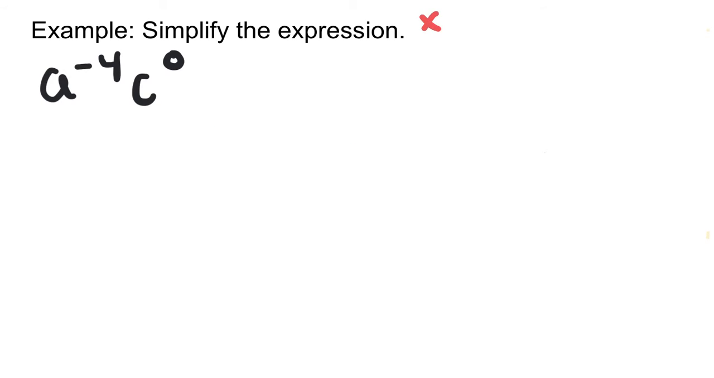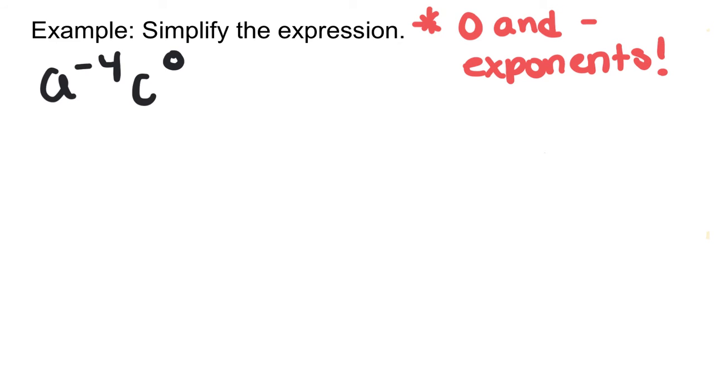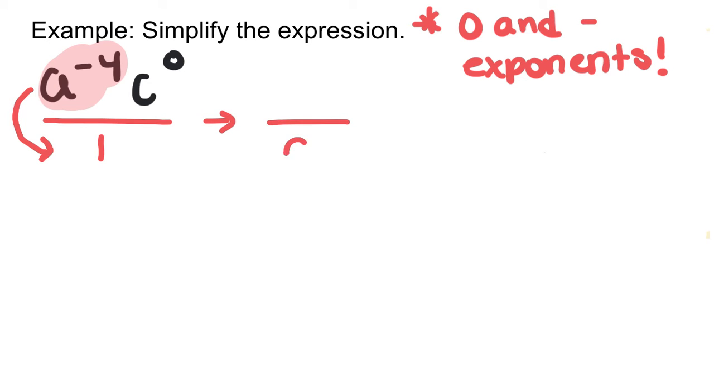In this next example, we again start by trying to identify 0 and negative exponents. Now in this example, we see we have a negative and a 0 exponent, so I'm going to start by dealing with the negative. If I have a to the negative 4, we know that a negative exponent is always going to go to the bottom. So if I take this a to the negative 4 and bring it to the bottom, it becomes a to the positive 4, and that c to the 0 is left over. So I'm going to leave that on the top.